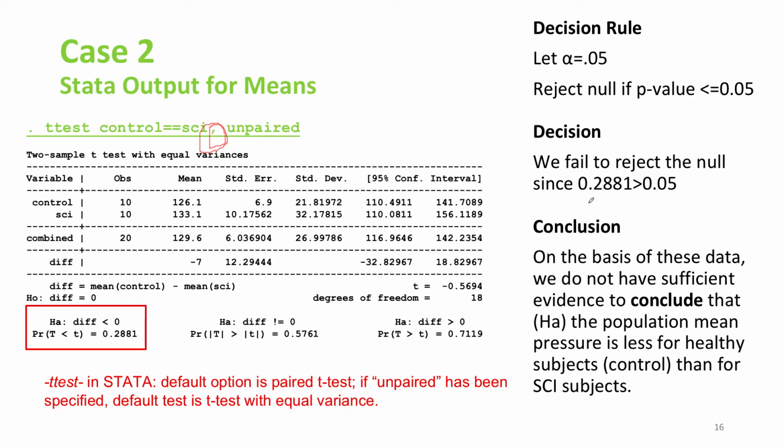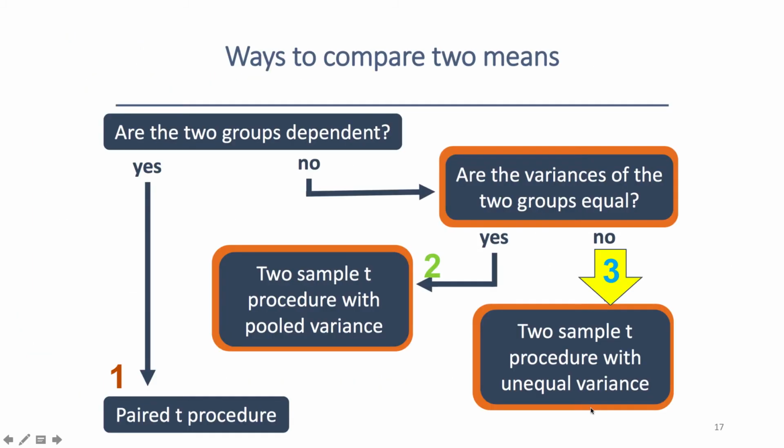Okay, so we fail to reject the null because it's greater than 0.05, this number. So we will say that the population mean is less for healthy than for SCI. Okay, now let's move into the third one.